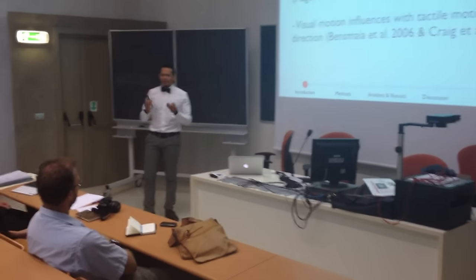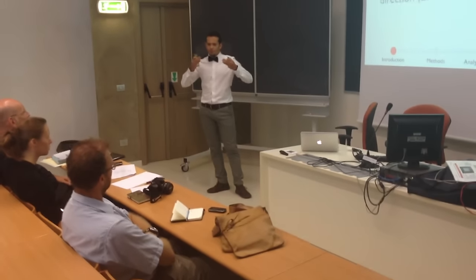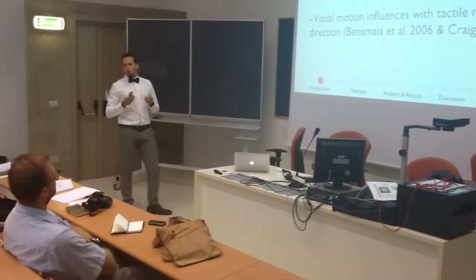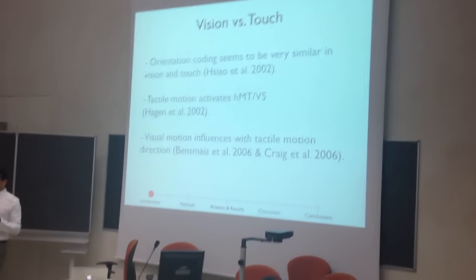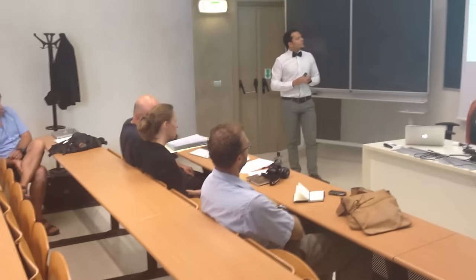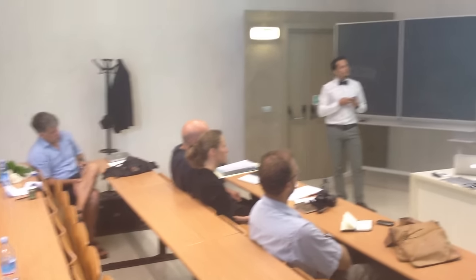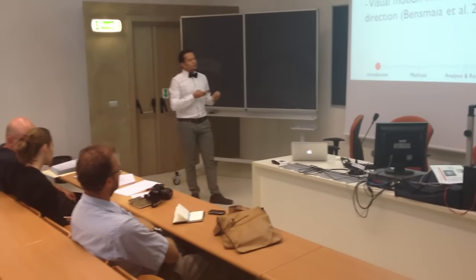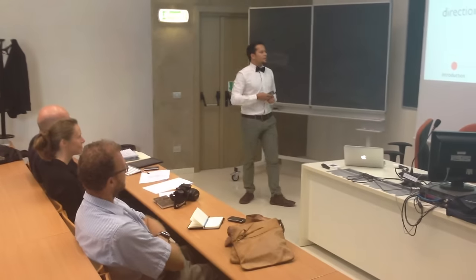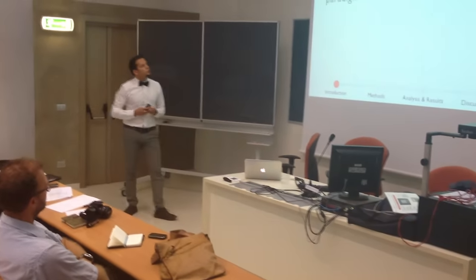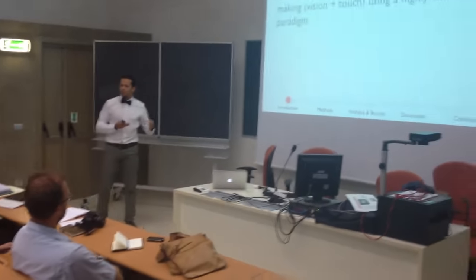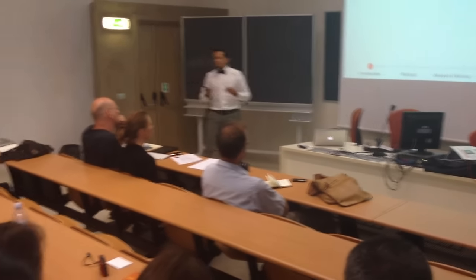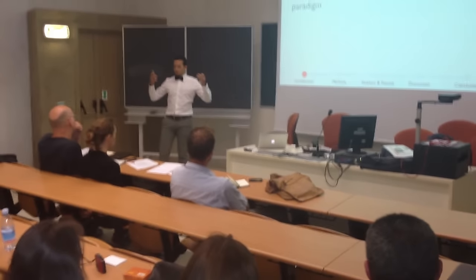We were more motivated by the similarities of representation of orientation and motion direction between vision and touch. So there are a couple of studies that talk about where things are represented in the brain when we talk about tactile direction. And it's also interesting to see that the human area hMT is also activated by tactile direction. And also visual motion influences tactile perceptual decision. So we wanted to first try to move this paradigm and know if this is a valid paradigm to study perceptual decision making in touch. And this will help us because then we can combine vision and touch in one experiment.